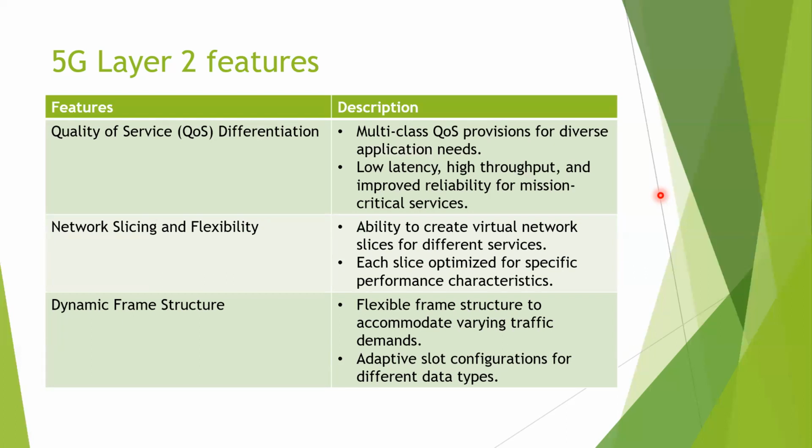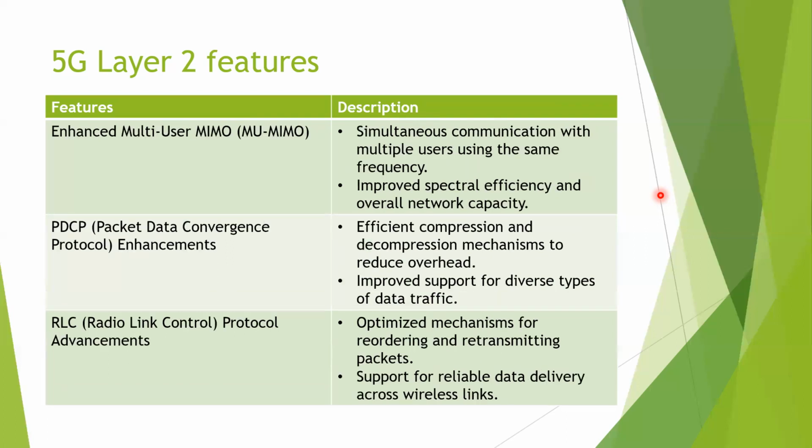And there's also dynamic frame structure, which is a more flexible frame structure to meet various traffic demands, and adaptive slot configuration for different data types. There might also be enhanced multi-user MIMO, which simultaneously communicates with multiple users using the same frequency and improves spectrum efficiency and overall network capacity.